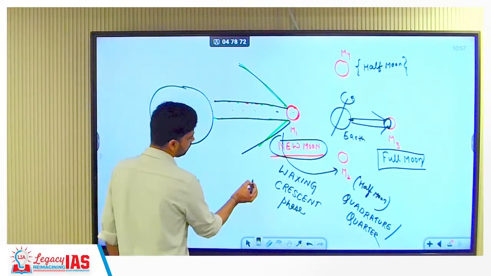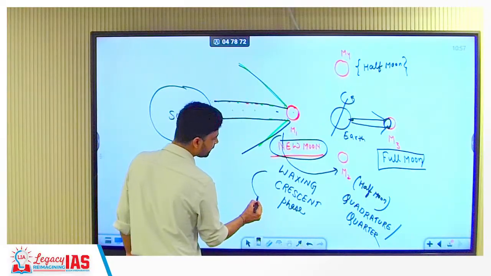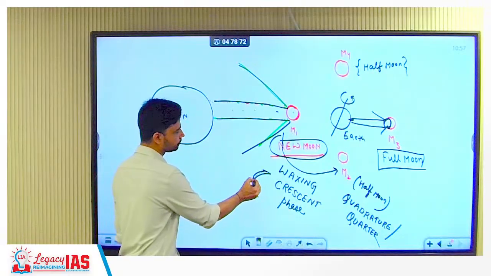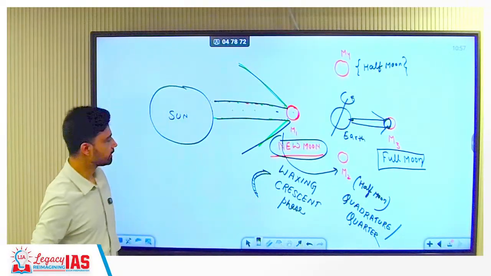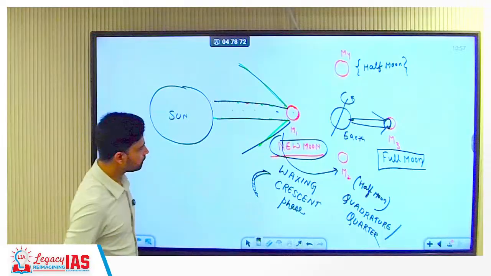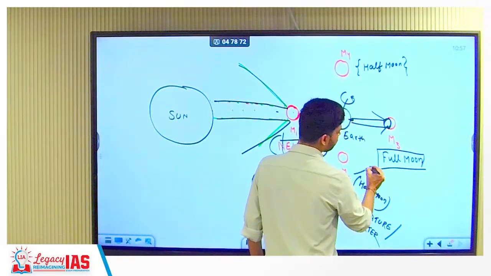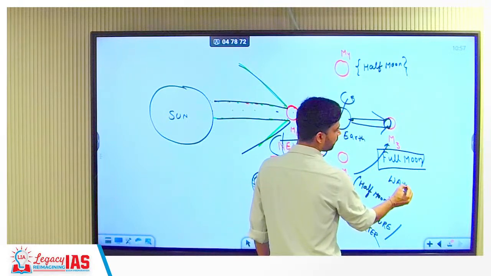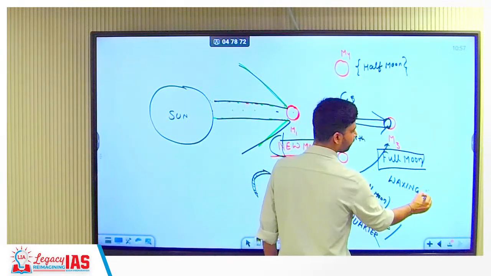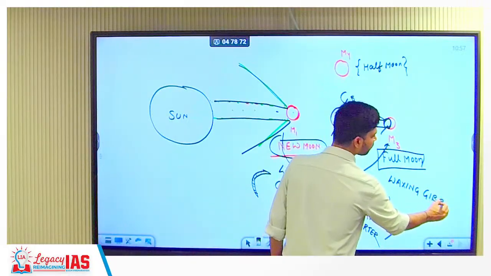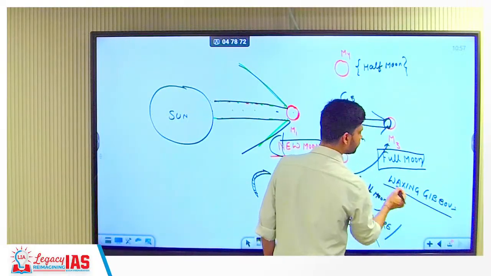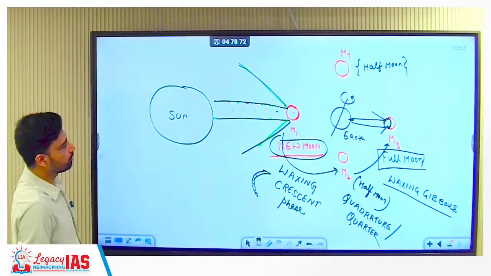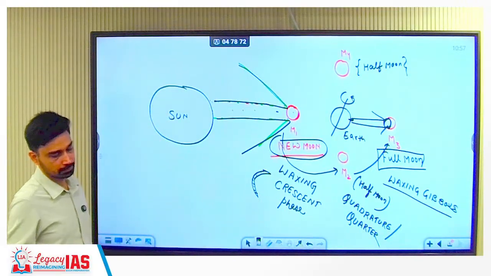Crescent means what? What shape of moon is called crescent? When the moon is something like this. Okay, so this is what you call crescent. Waxing crescent phase. Then when the moon moves between M2 and M3, it is referred to as the waxing gibbous phase. Waxing gibbous. Right, M2 to M3 is called the waxing gibbous phase.